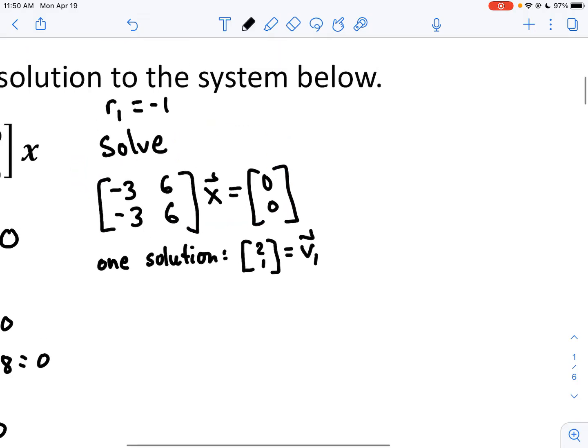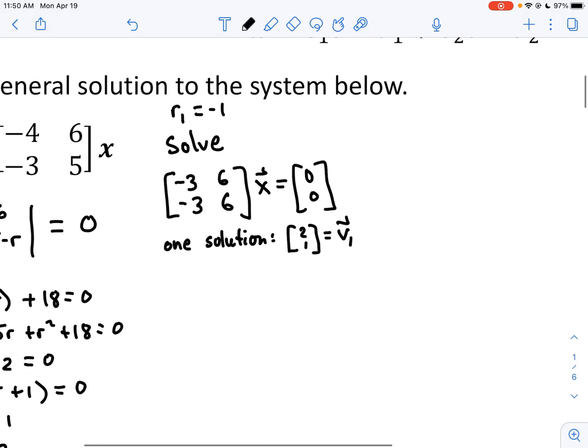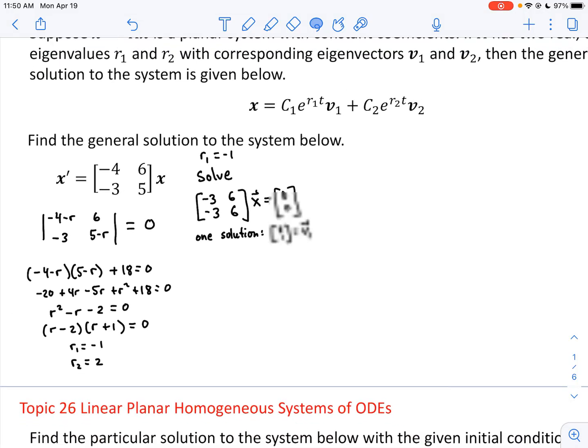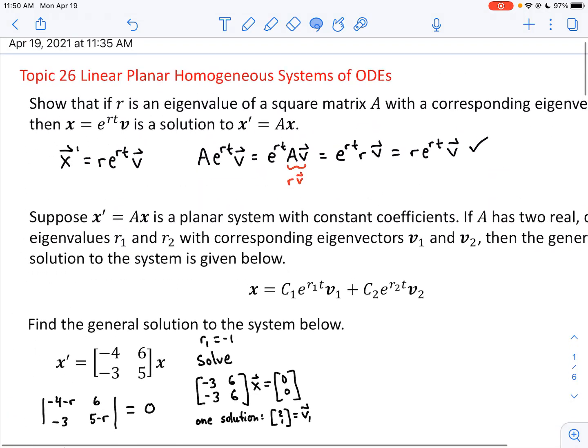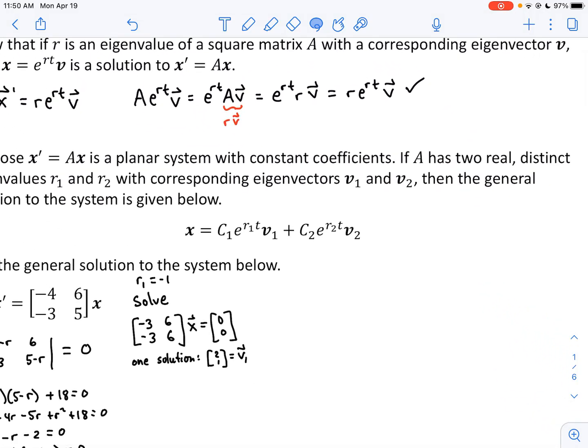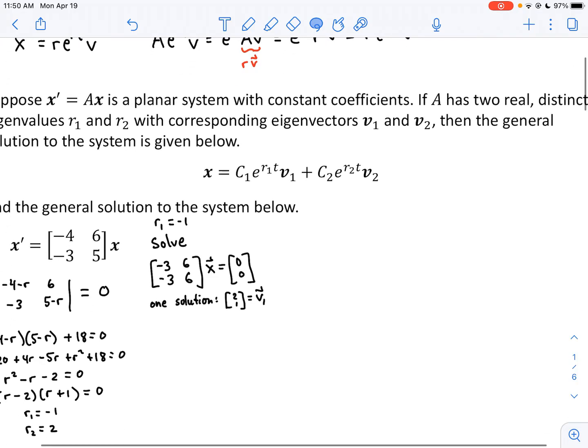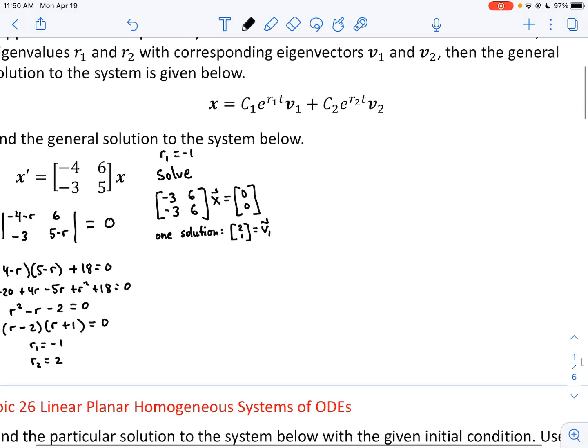Okay, now, when I did this before, we found all the eigenvectors associated with this eigenvalue. But for our purposes in solving systems of linear equations, we just need to find any eigenvector associated with that eigenvalue. So let's move on to the next one.